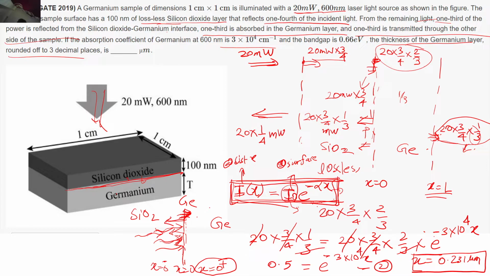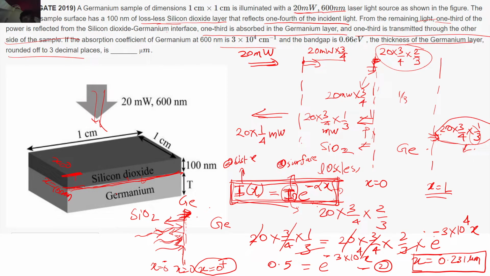Now what we want first is the power which is at the surface of the germanium, when the germanium material is just beginning. So if you consider this part as x equal to 0, then this will become what? This will become your x is equal to 100 nanometer.